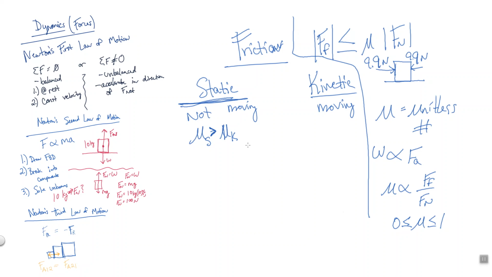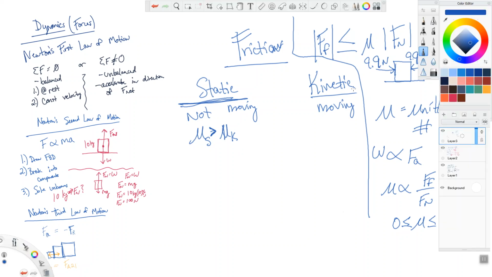So these two formulas look very similar. Let's go ahead and change that color up. And let's do the frictional force. The static frictional force would then be mu sub s times force normal. And then for kinetic friction, it's going to look very similar.